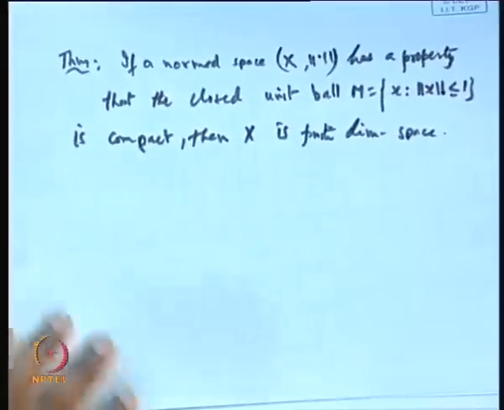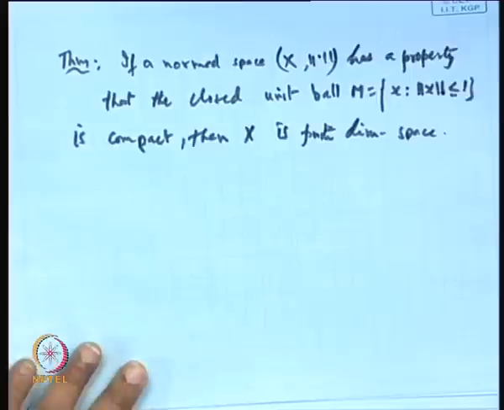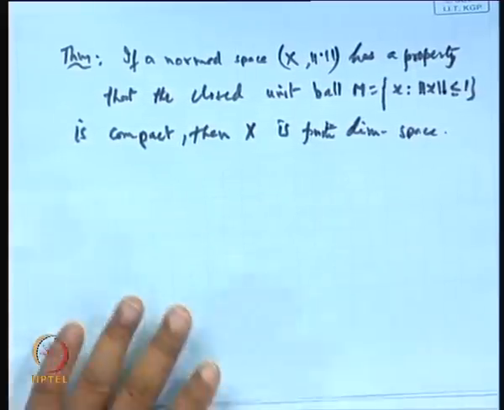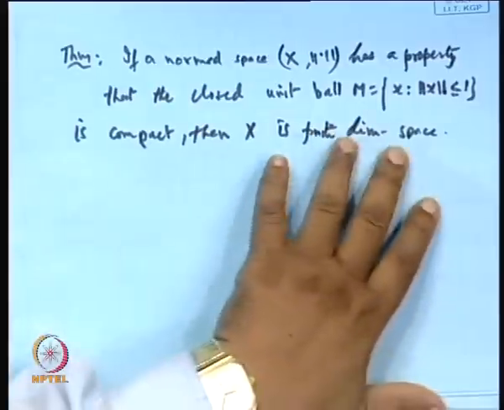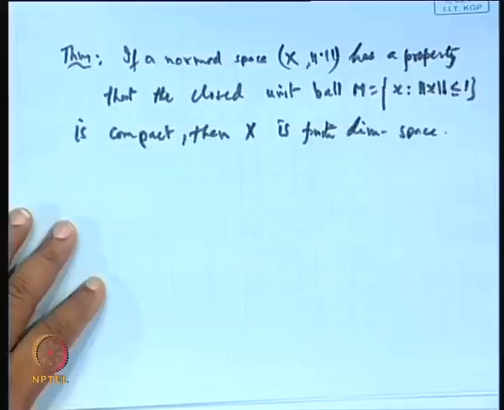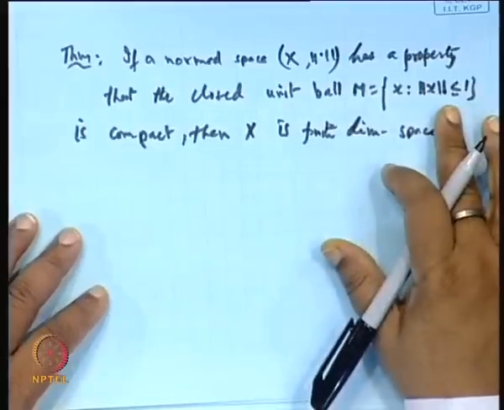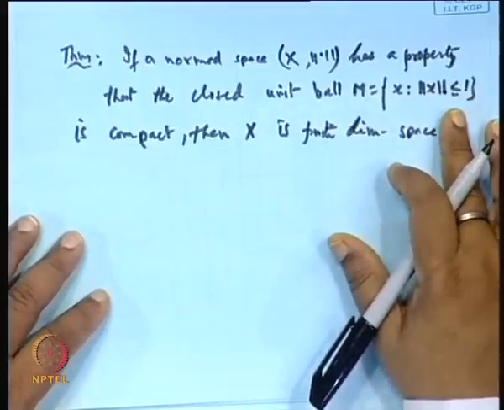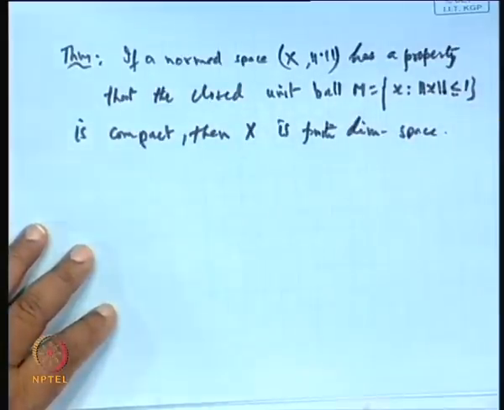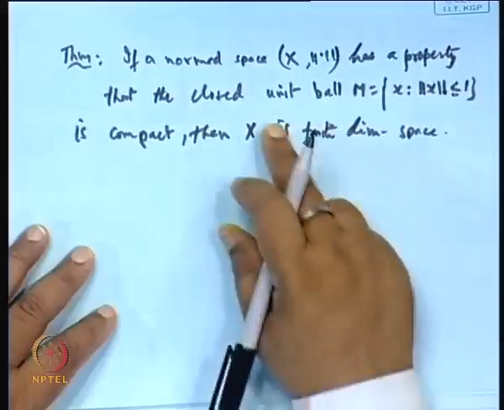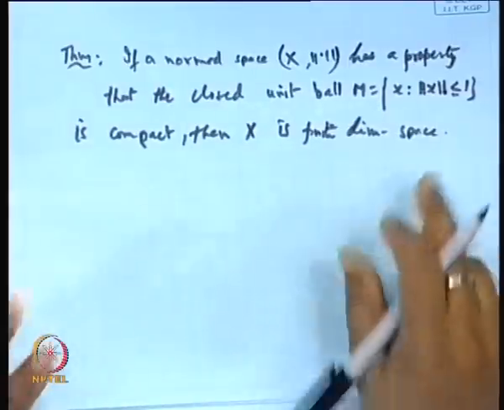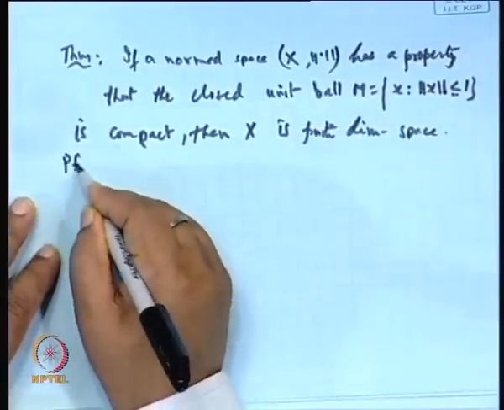So, this is a very interesting and important result, because so far we have seen that if X is a finite dimensional space, then a closed and bounded set is a compact set, because the closed unit ball is bounded and closed. So, it must be compact. But if I take the other way around, if a normed space has the property that a closed unit ball is compact, then it must be finite dimensional. So, let us see the proof of this.